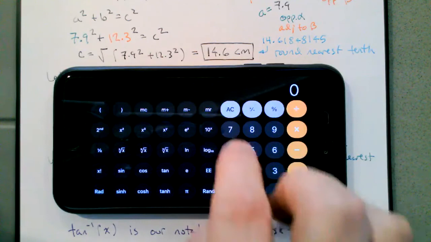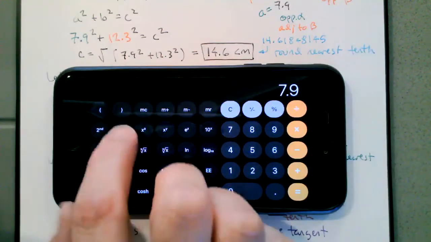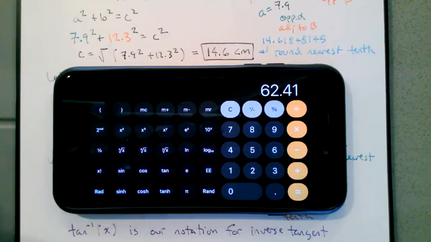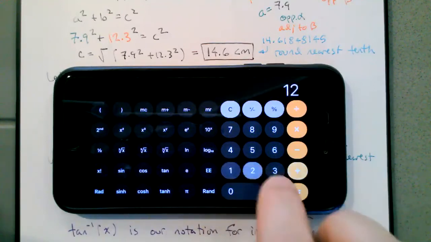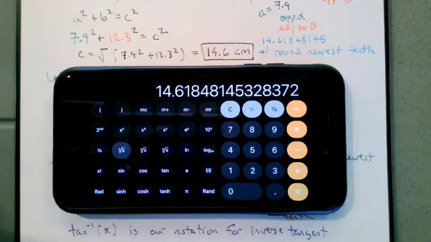I can do 7.9 squared, to the second power, plus 12.3 squared, and then I hit equals. That's the sum of the 7.9 squared and the 12.3 squared, and I want the square root of that. Then I can hit the square root button to get my 14.6.